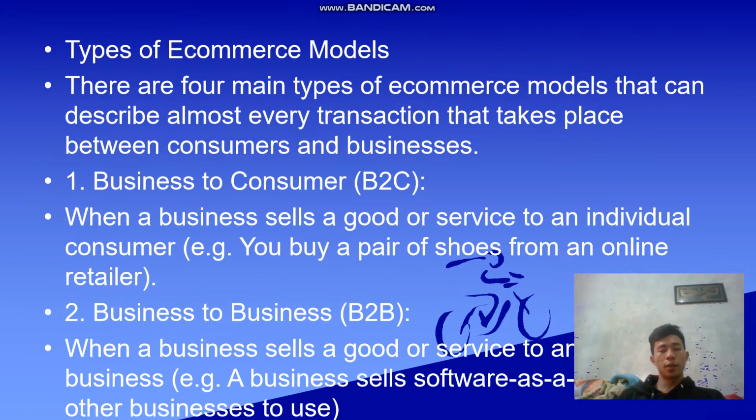Types of e-commerce models. There are four main types of e-commerce models that can describe almost every transaction that takes place between consumer and business. The first one is business to consumer, B2C. This is when a business sells goods or services to an individual consumer. For example, you buy a pair of shoes from an online retailer.